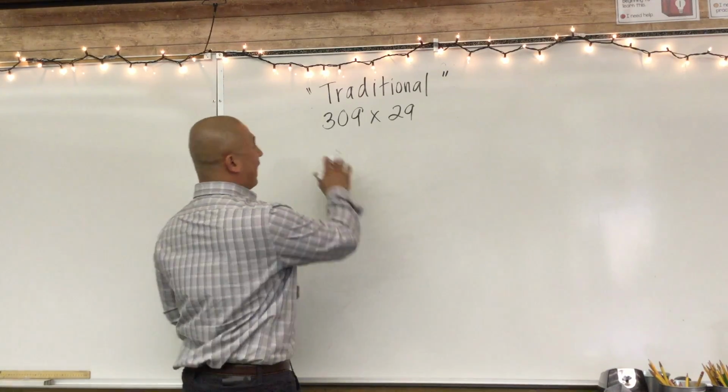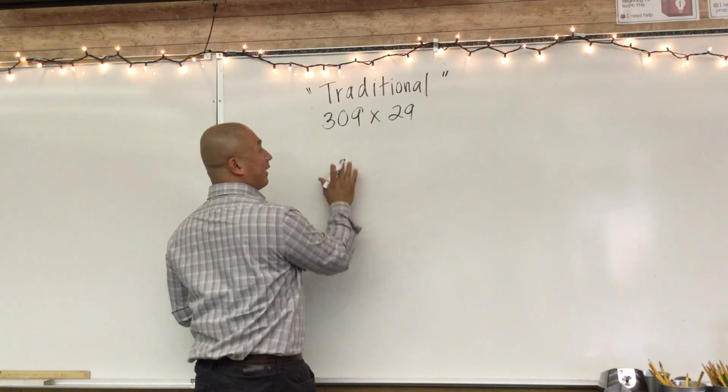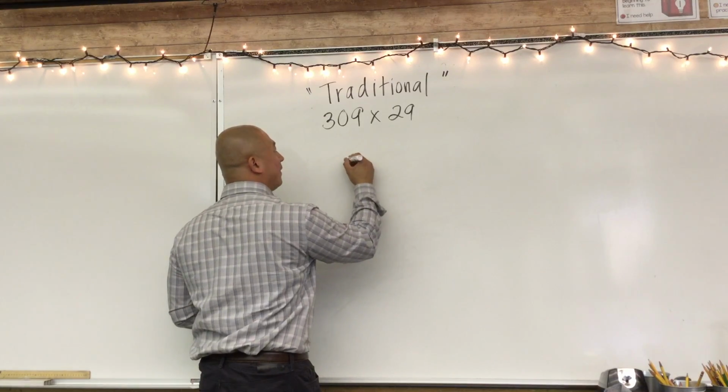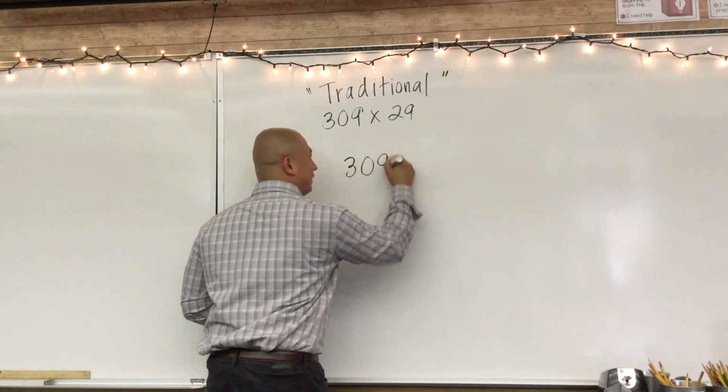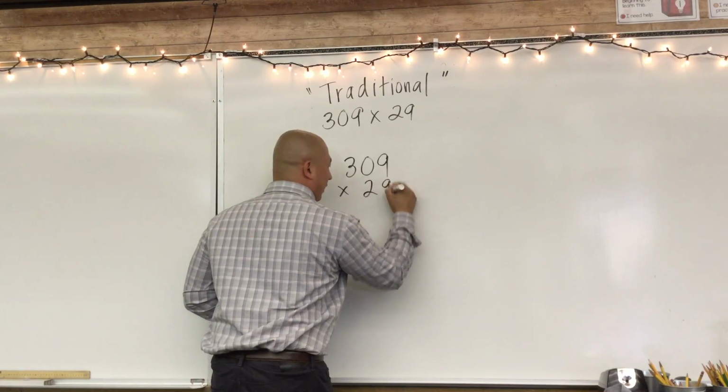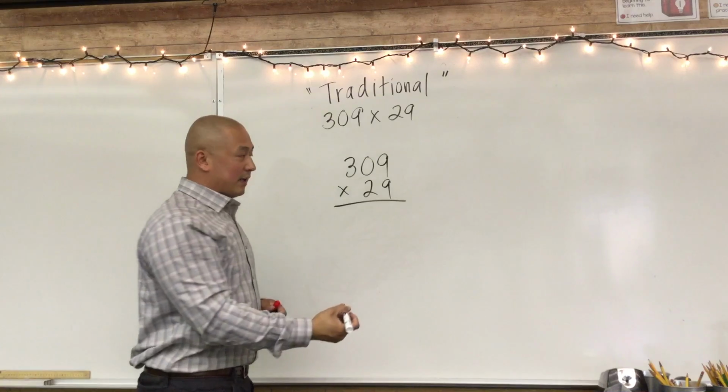To use this method, I prefer to put the greater number at the top. We're going to stack our numbers the same way, but I will put the greater number on top. In this case, it would be 309. And I will stack the other number right below it, which is 29. Now I'm ready to multiply.